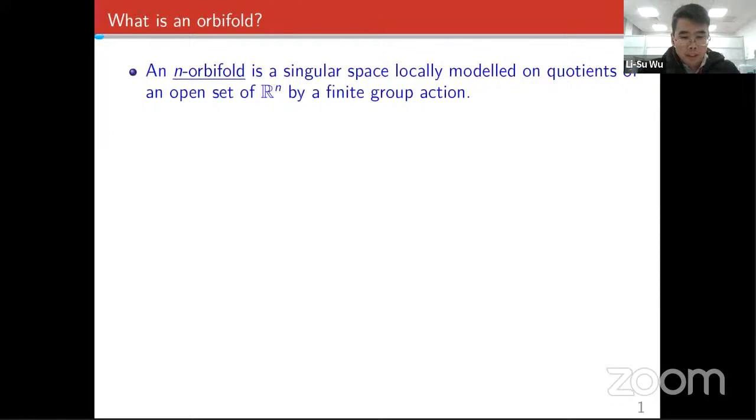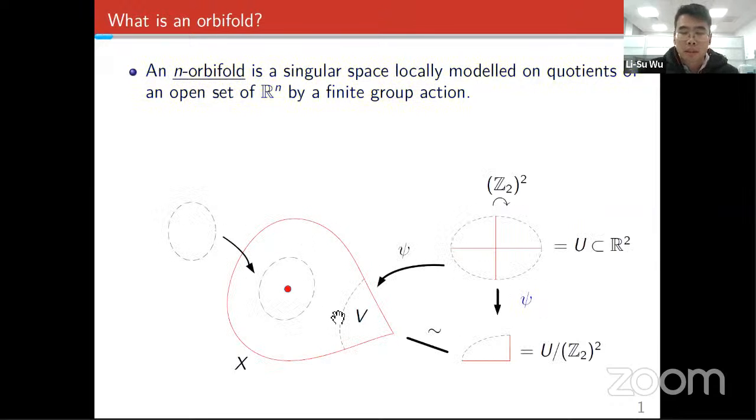First, let's recall what an orbifold is. The notion of orbifold is, roughly speaking, a generalization of the notion of manifold. An n-dimensional orbifold is a singular space locally modeled on the quotient of an open set of R^n by a finite group action. See this picture.